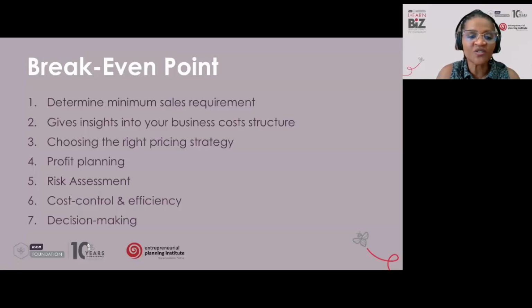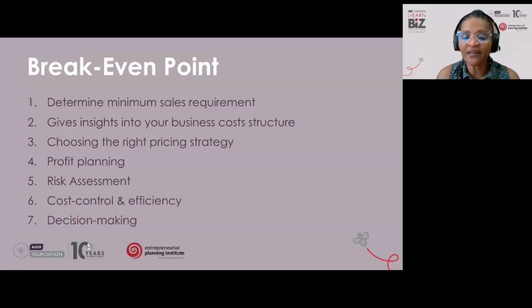You can also determine what's going on with my costs. Can I do something about my indirect costs, the ones that are within my control? Is there anything? Can we reduce our telephone bill? Can we reduce employees? Can we change a few things, a few major decisions that you could make around costs, as long as you understand where your break-even is. And then you can also choose the right pricing strategy based on that.